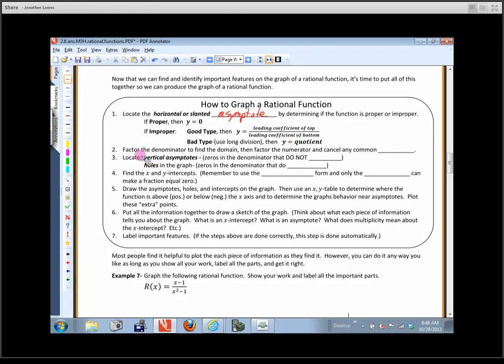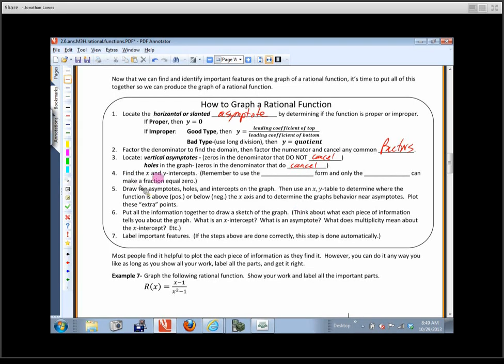Okay, the next thing we'd want to do, we'd want to factor the denominator to find the domain, and then factor the numerator and cancel any common factors. We want to make sure we've canceled any common factors so that we're using a simplified version. We want to locate vertical asymptotes and holes. Remember, vertical asymptotes are zeros in the denominator that do not cancel, and holes are zeros in the denominator that do cancel. So if they cancel, they're holes. If they don't cancel, they're vertical asymptotes.